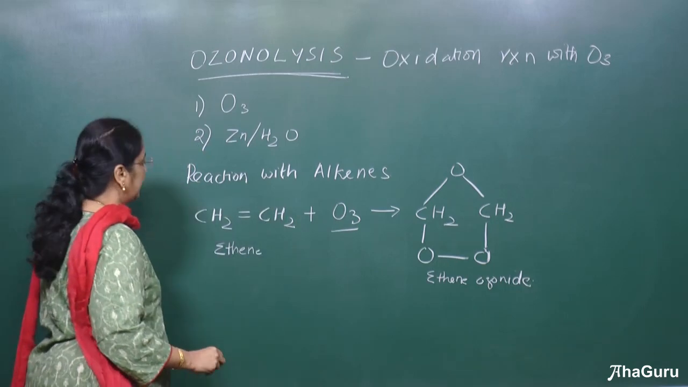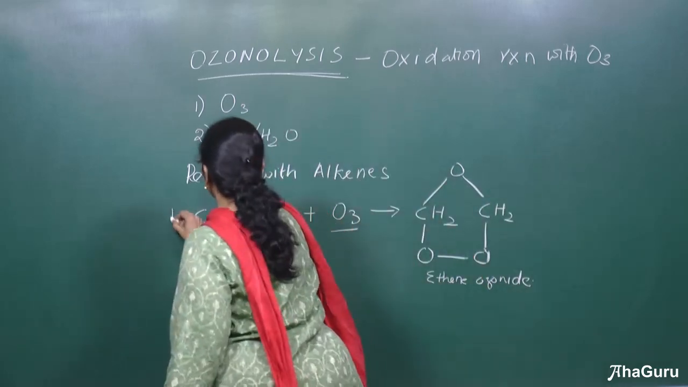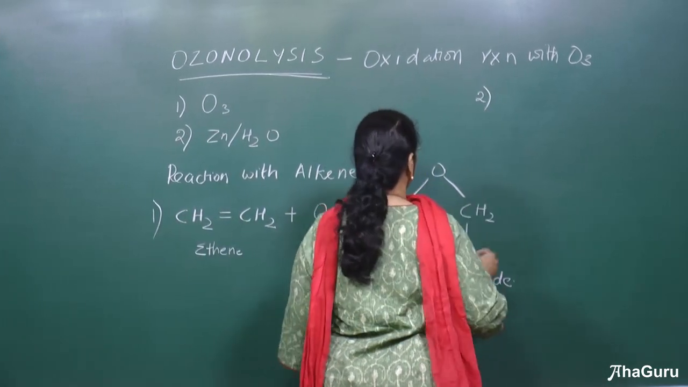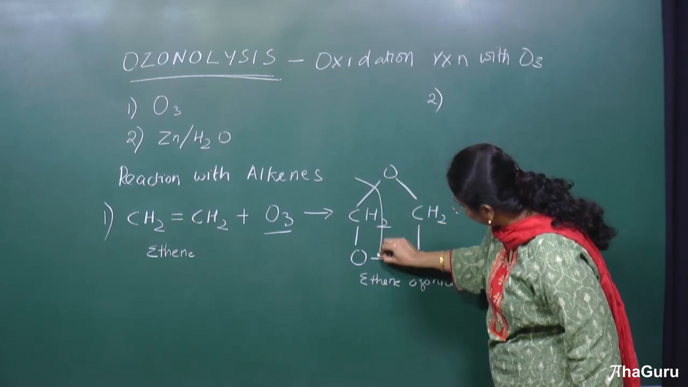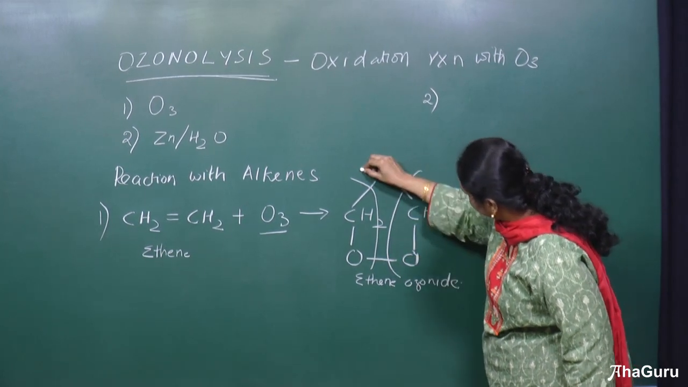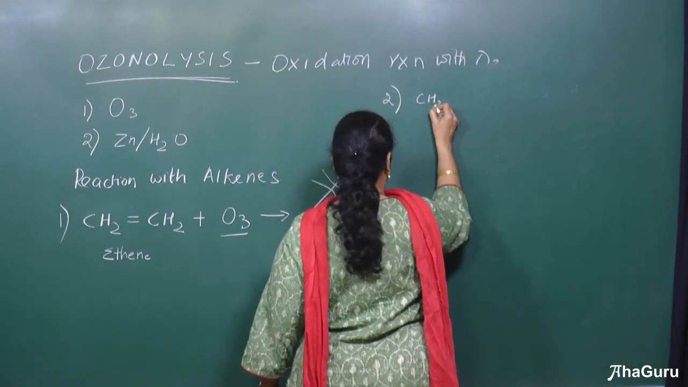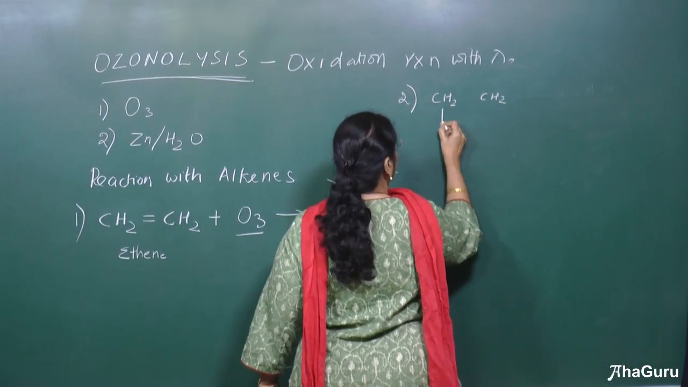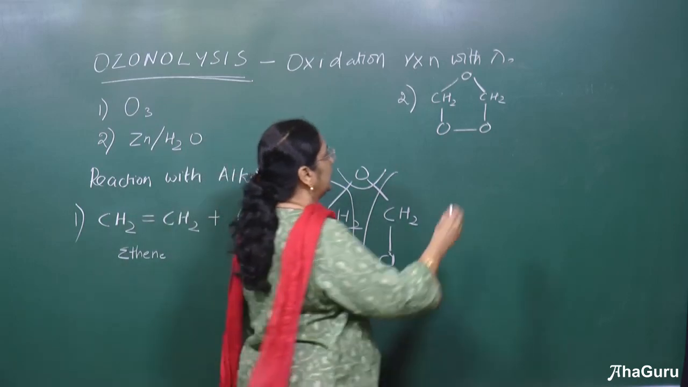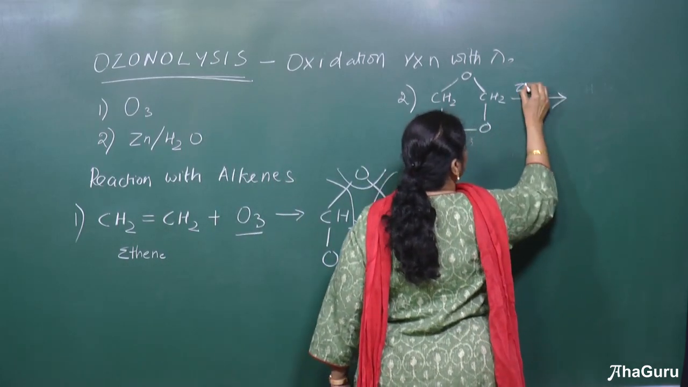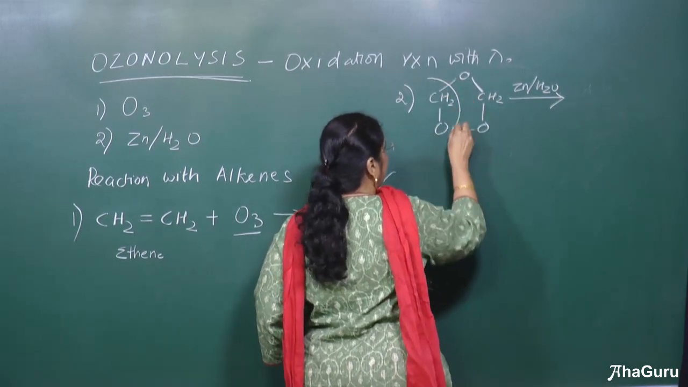Okay. So, now let us see the second step. This is your first step. The second step is we take this ozonide, and it gets cleaved like this into three parts. So, we will take the same ozonide, CH2. This is the ethene ozonide. In the second step we react with zinc and H2O. As I told you, it will get cleaved this way.